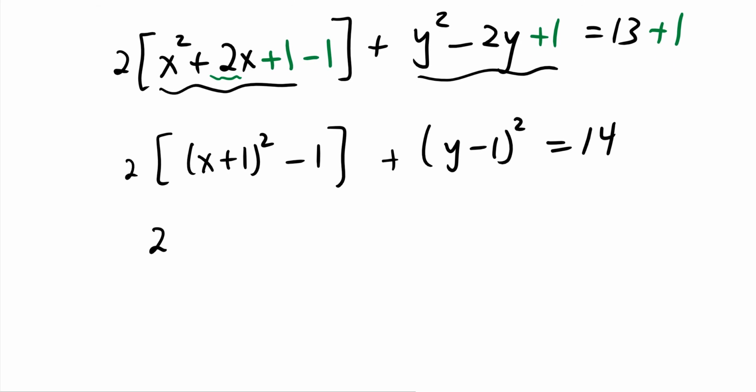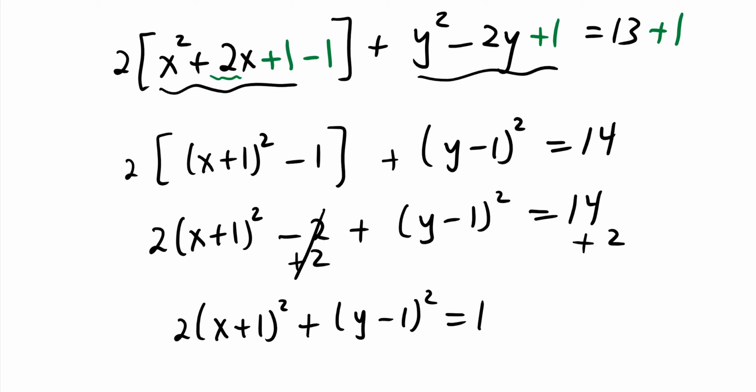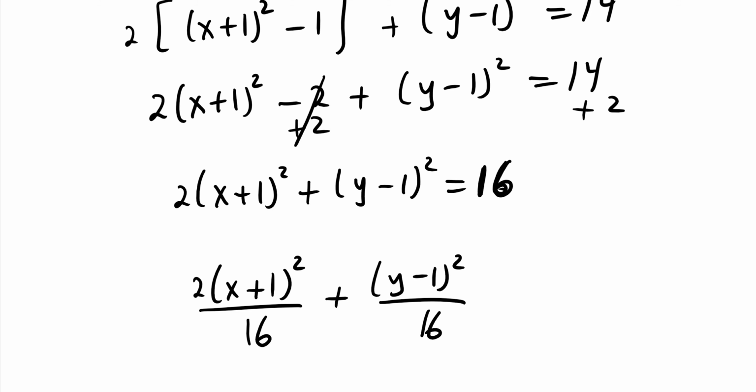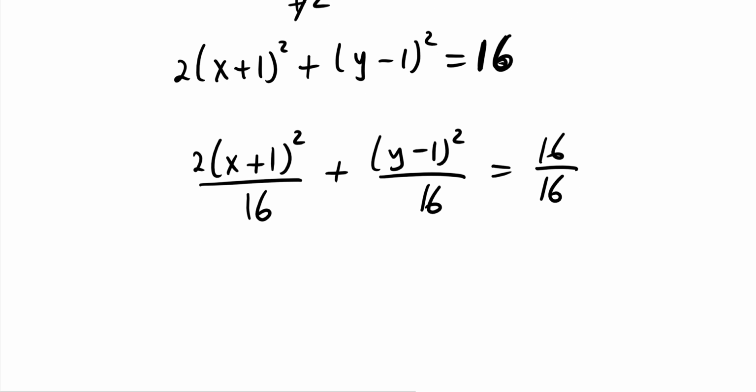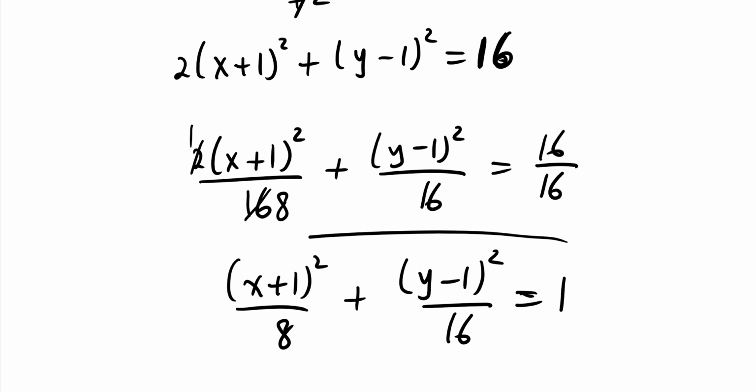Then we multiply the 2 in. 2 times the whole factor. 2 times 1, 2. Keep this the same, and 14 the same. So now we add 2 to both sides. We get 2 times (x plus 1) squared plus (y minus 1) squared equals 16. Then we divide everything by 16 because I want the number on the right side to be 1. So 2 times (x plus 1) squared over 16 plus (y minus 1) squared over 16 equals 16 over 16. By 2, 1, by 2, 8. So that gives me (x plus 1) squared over 8 plus (y minus 1) squared over 16 equals 1. And that's what I was asked to find.